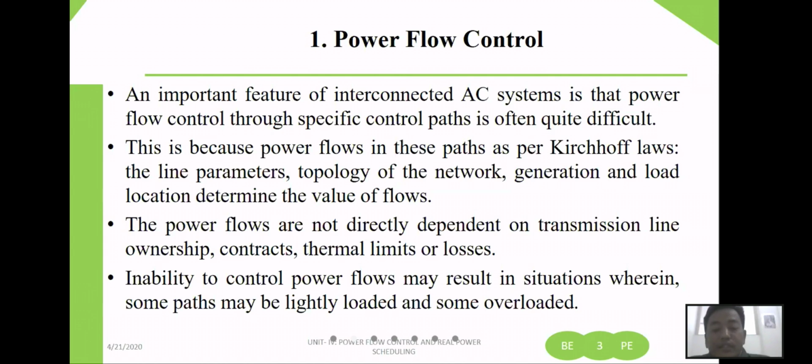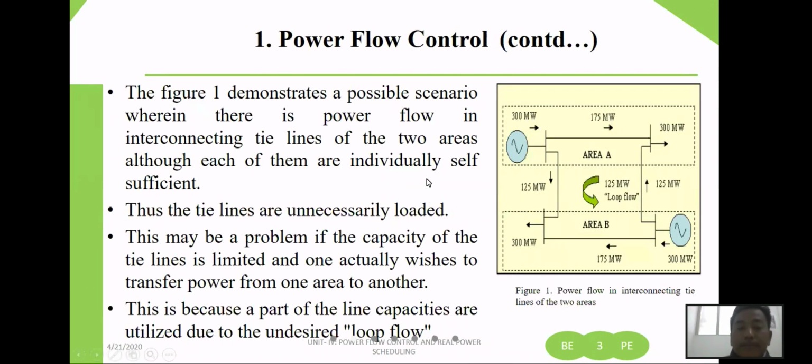So it has to be loaded equally, but if you're not able to control the power flow in an interconnected system, then some part will be lightly loaded and some part will be overloaded, and this situation should not happen in a good power system network. Now with one example, with the figures, I will explain here. This figure is one ideal situation that I have given.